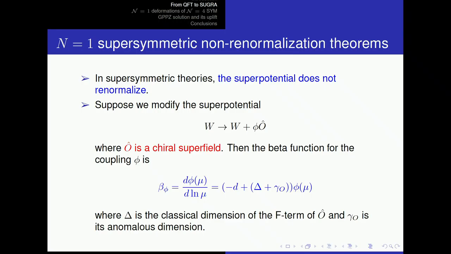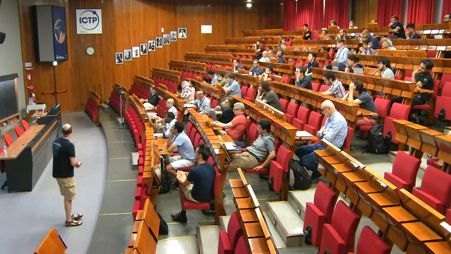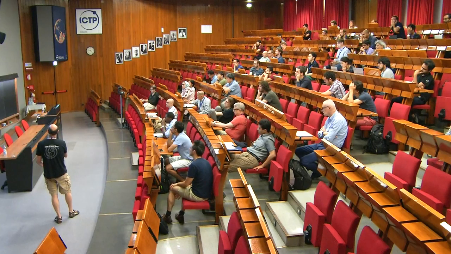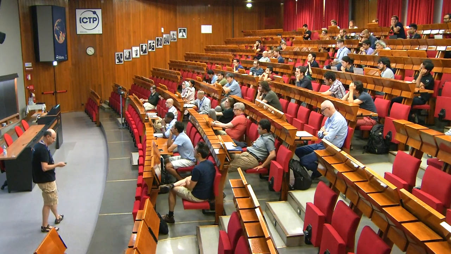And in general, the operator can have an anomalous dimension. That will happen if there is wave function renormalization of the fundamental fields. So there are not going to be any corrections to the superpotential, but if the fundamental fields need wave function renormalization, that would induce some anomalous dimension for the operator and would modify the beta function.